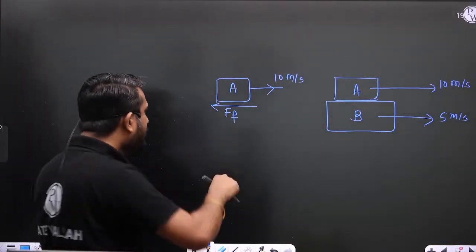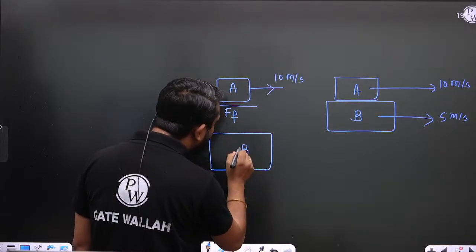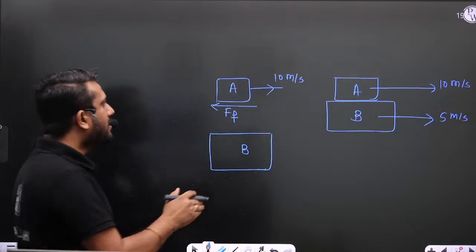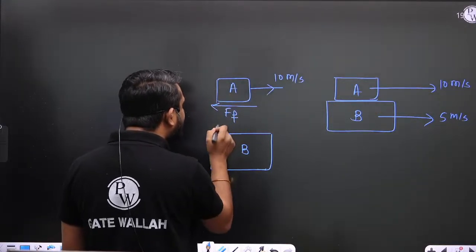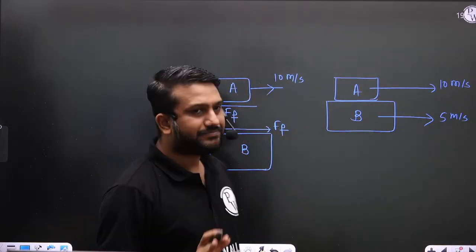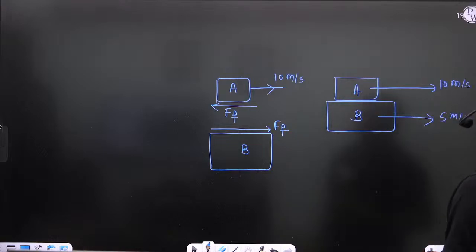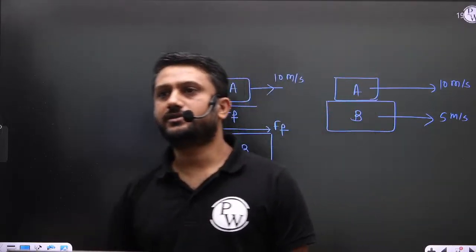And if you draw the free body diagram of block B, how does this friction force act in block B? Just opposite to this, that means in this direction. Is it clear to everyone? How do you decide the direction of friction force?